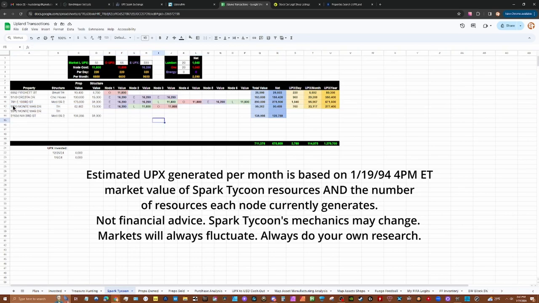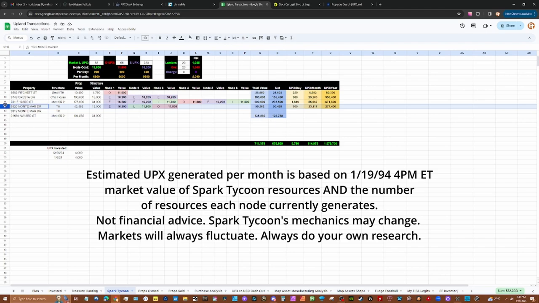People want to get into the game and have an existing node that's generating revenue. At current prices, this property is generating 23,000 UPX per month. Now, the Upland earnings for this property is 500 UPX per month. Think about that. Upland is giving me 500 UPX per month.